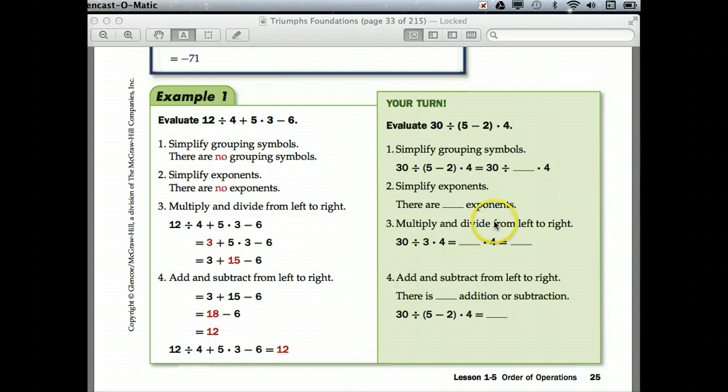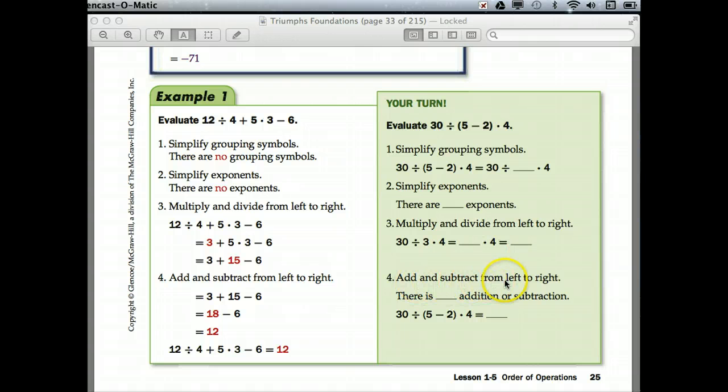So how did we do? Well, the first thing we need to do is simplify the grouping symbols. So we've got 5 minus 2. So in this blank, we're going to put a 3. Simplify exponents. Well, there are no exponents. So we put a no in here. Now we're going to multiply and divide from left to right. So 30 divided by 3 is 10. Times 4 is 40. Very good.